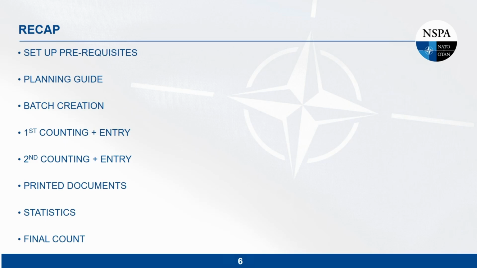I showed you how to look at statistics, the outstanding count, and we did the final count with the batch number 999. After the entry of the final count, you will have completed the complete inventory cycle for the year 2024. Again, I strongly recommend to divide your warehouse in multiple batches to make the workload easier and to show that you are doing an inventory throughout the year.